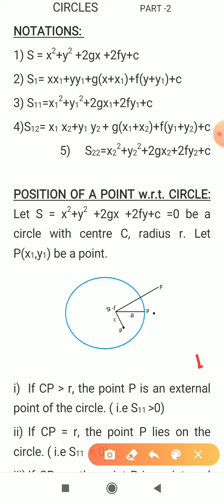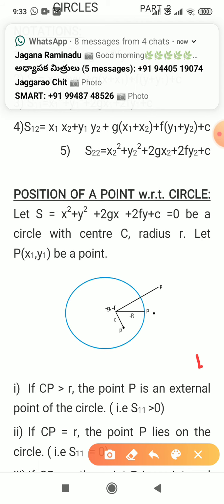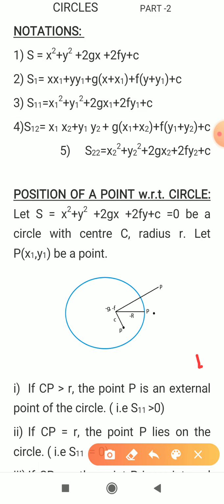Yesterday we learned about some basic concepts. If the center and the radius are given, the equation of the circle is (x minus h) whole square plus (y minus k) whole square is equal to r square. If the equation of the circle is given, that is x square plus y square plus 2gx plus 2fy plus c is equal to 0, the center is (minus g, minus f), and the radius is equal to square root of g square plus f square minus c.